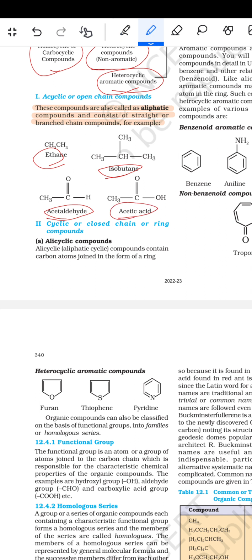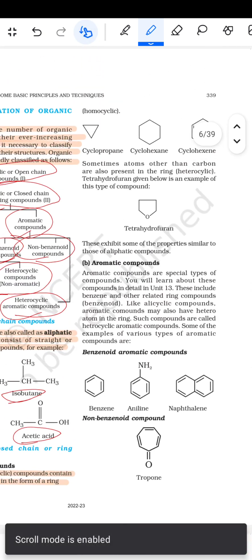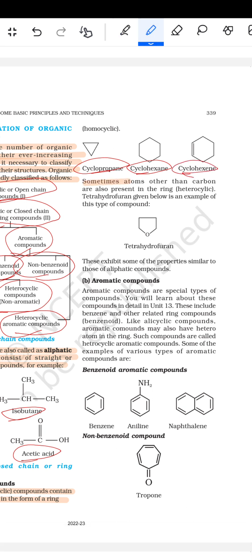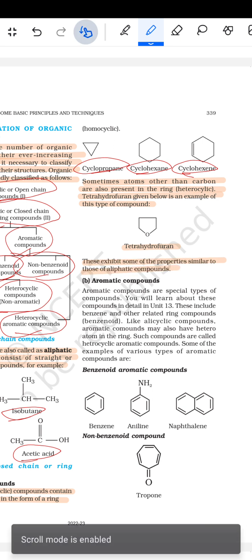After that, cyclic or closed chain or ring compounds, alicyclic compounds. Alicyclic compounds contain carbon atoms joined in the form of a ring, like cyclopropane, cyclohexane. Sometimes atoms other than carbon are also present in the rings. Heterocyclic: tetrahydrofuran, given below, is an example of this type of compound. It's tetrahydrofuran. These exhibit some properties similar to those of aliphatic compounds.